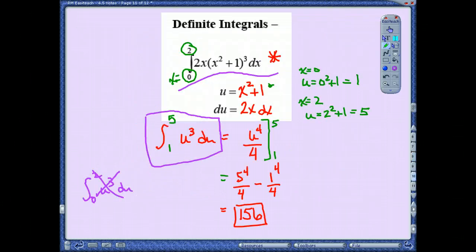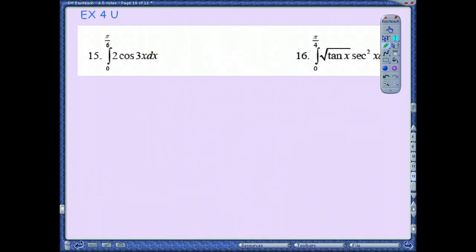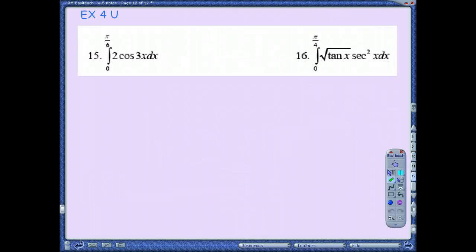Okay. Oh, what a mess. I believe that's all the problems we have. Oh, nope, examples for you. Okay, so when we're looking for our u substitution, our trig function's angle has to be a 1x, so the problem is that darn 3x.